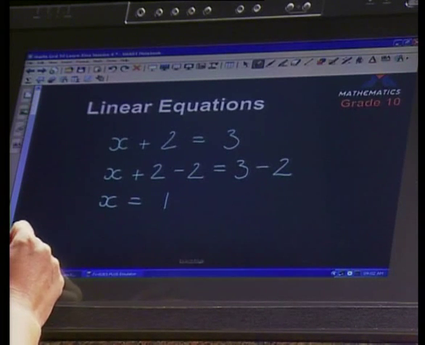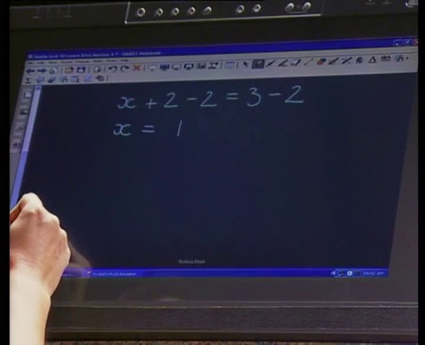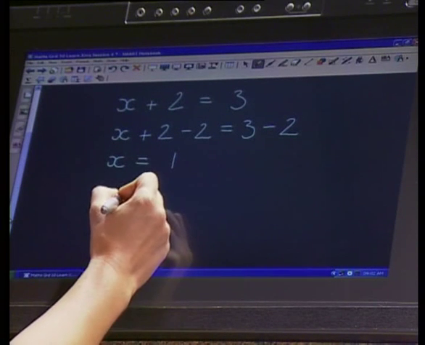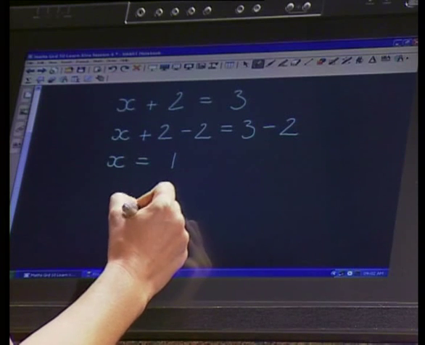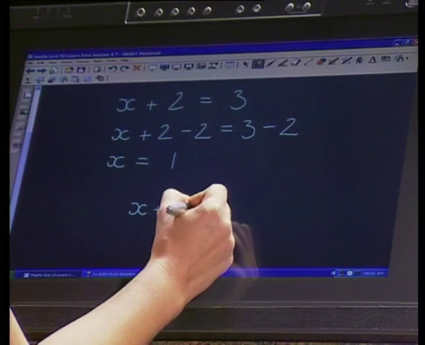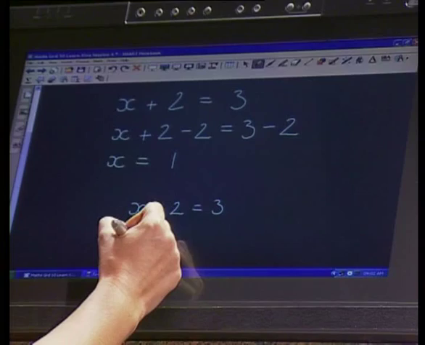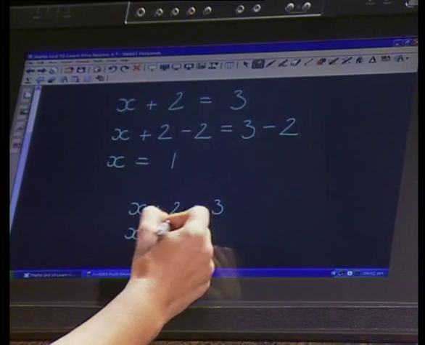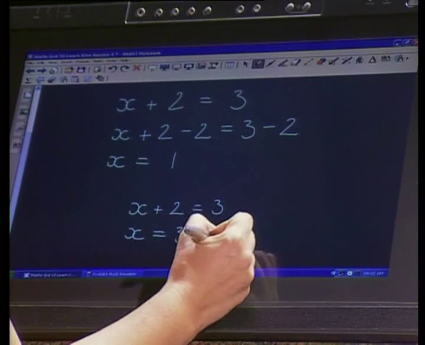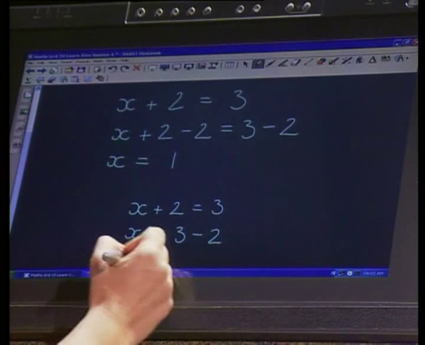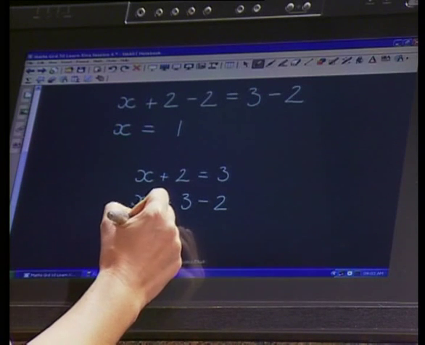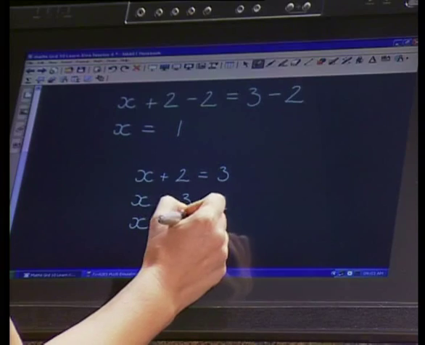Now of course you are no longer in grade 8, so you're not going to show all of those calculations. You're rather going to say, start with x plus 2 is equal to 3, and then you're going to show that you have subtracted it from the other side. So minus 2. And then finally, you're going to get your answer of x is equal to 1.